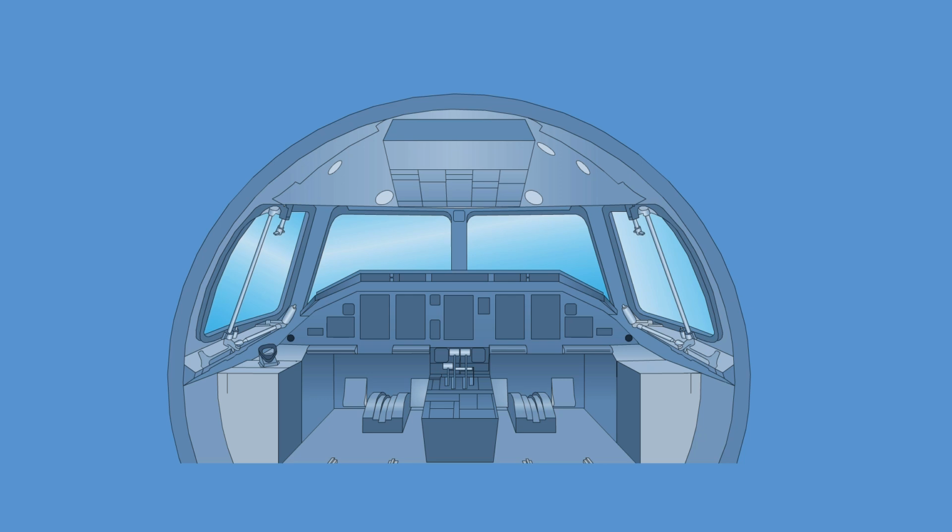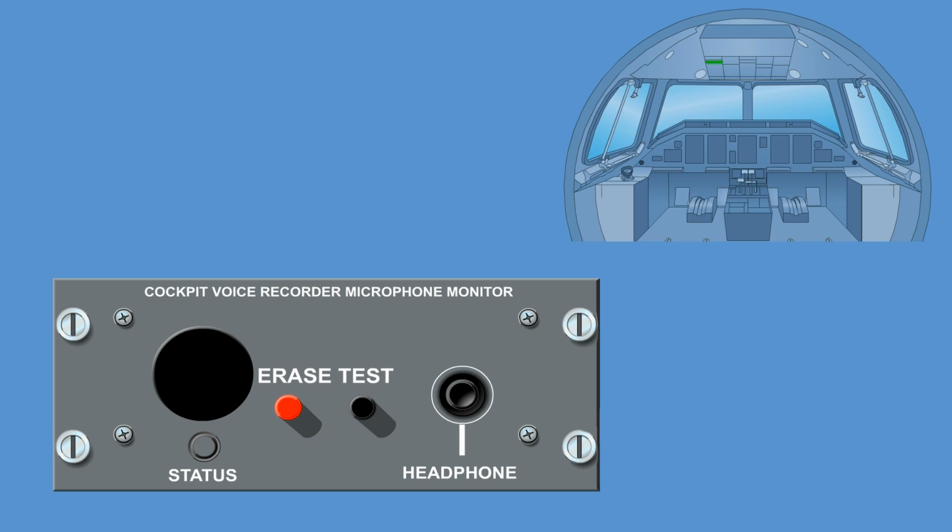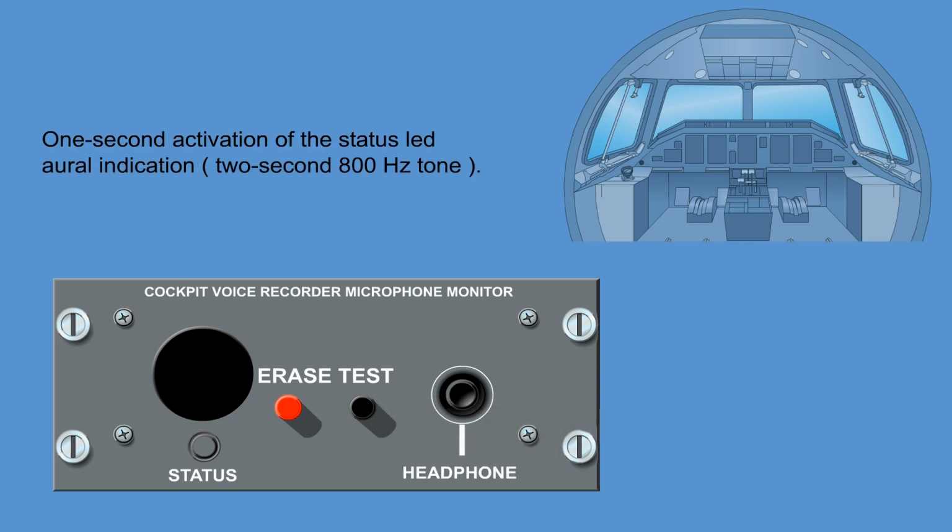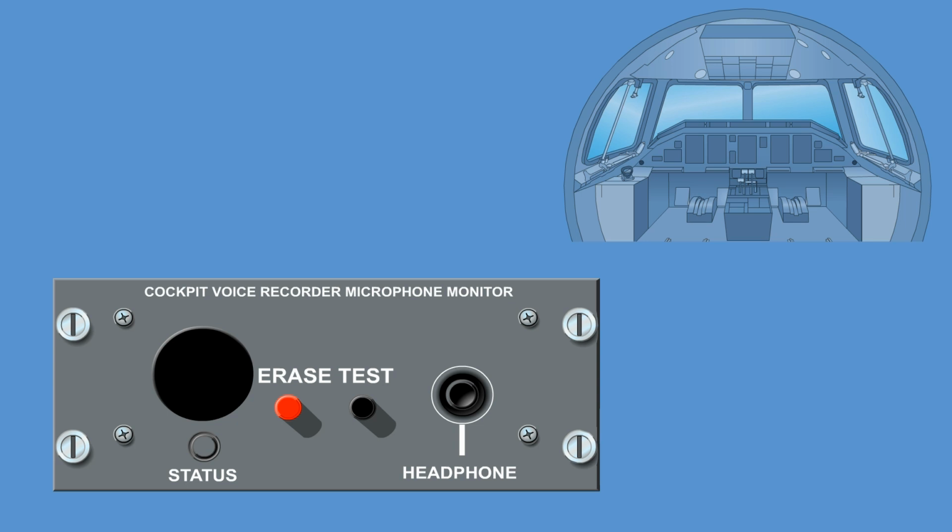The solid-state cockpit voice recorder control unit is installed in the cockpit overhead panel. This unit provides interfaces with the solid-state cockpit voice recorder for access to such features as test, erase, and status of the unit. When the test switch is pushed, the subsystem performs a functional test to ensure the integrity of the subsystem. A successful self-test result is shown by an activated status LED for 1 second on the control unit, and a 2-second 800 Hz tone is generated to the headphone output.